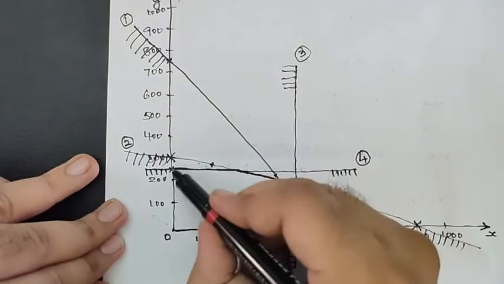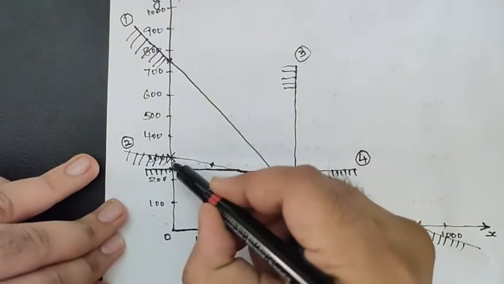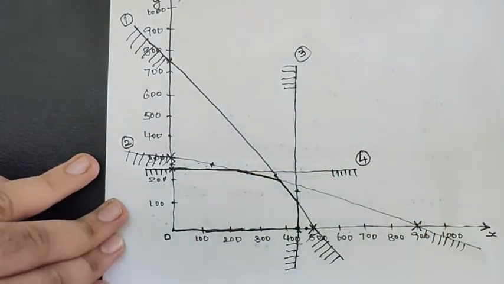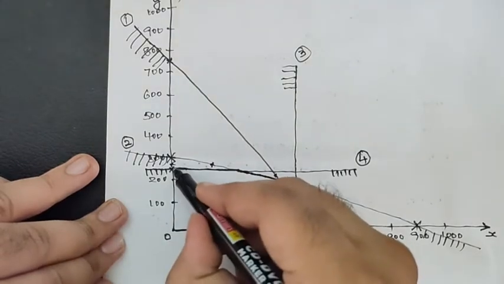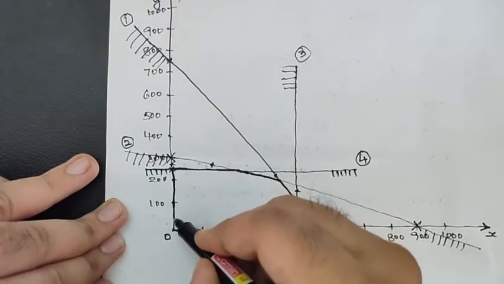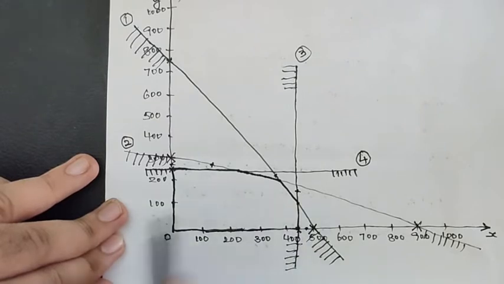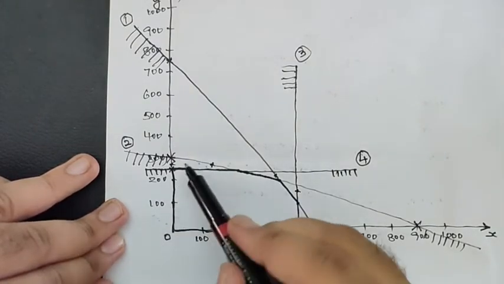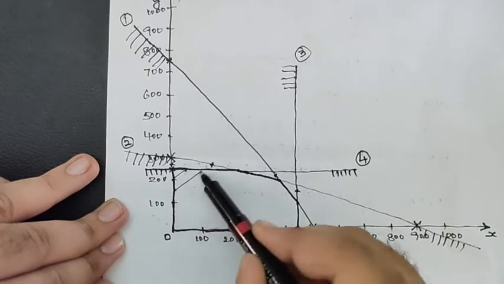And next, can I move up or down? If I move up and take a point here, it is not below line 4. So I need to move in the downward direction. So now it is over. So what is the common feasible region? This one.